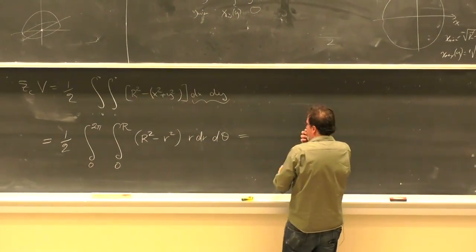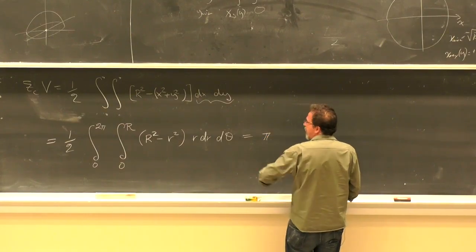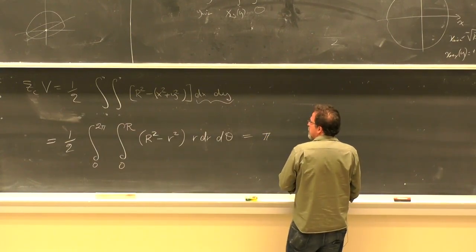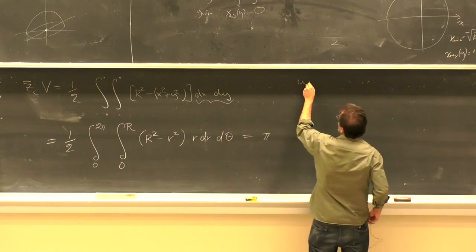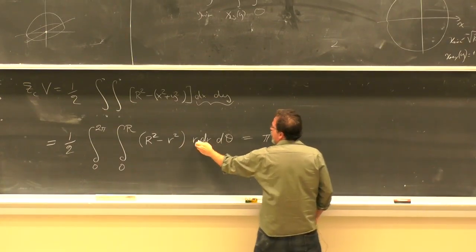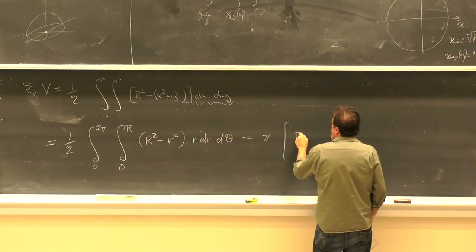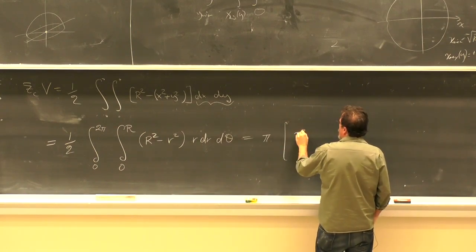I'll do the theta integral first. The theta integral is going to give me 2 pi. So I'm going to have pi, because I'm going to divide that by 2. I'm not going to do all that, I'm just going to do this integration. So this is going to be r dr times r squared. The r dr comes along for the ride, capital R squared.